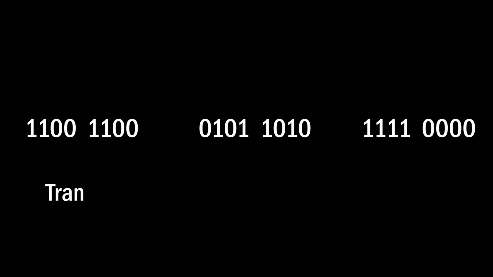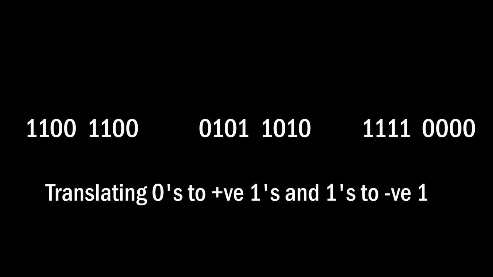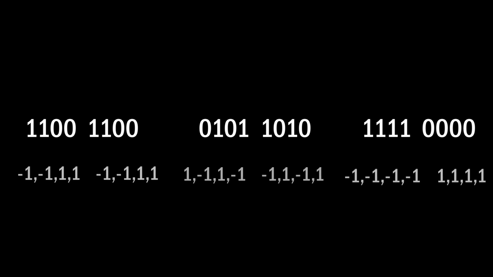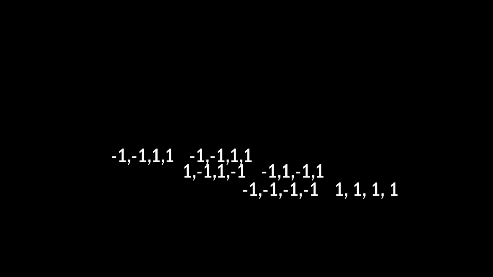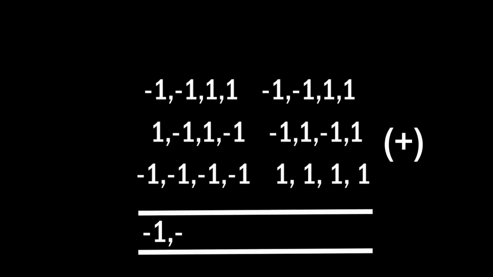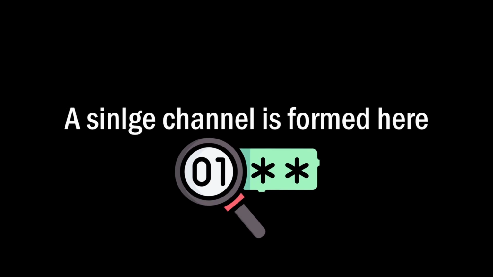The next step is translating the zeros to positive ones and ones to negative ones. The 3 values are added. You get a composite sequence as -1, -3, 1, -1, -1, 1, 1, 3. A single channel is formed here. What should happen next is the receiver must decode this.